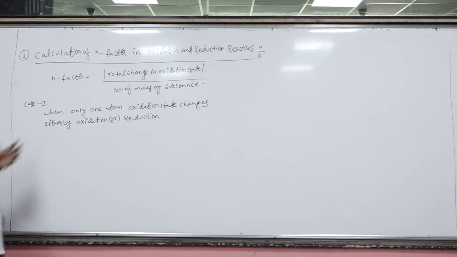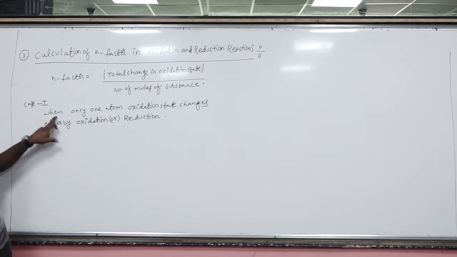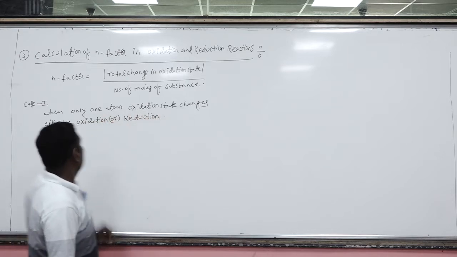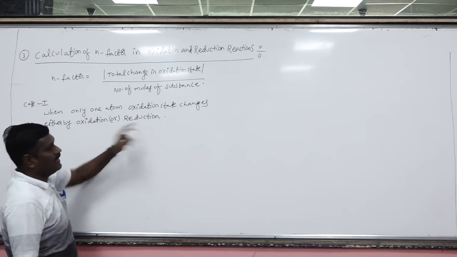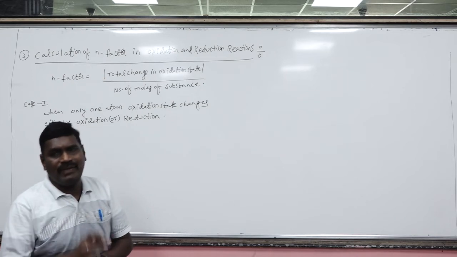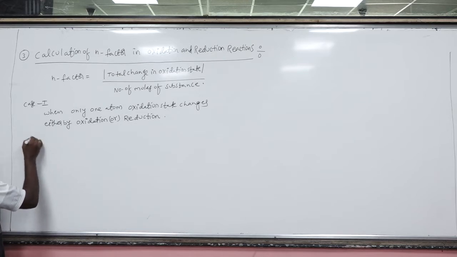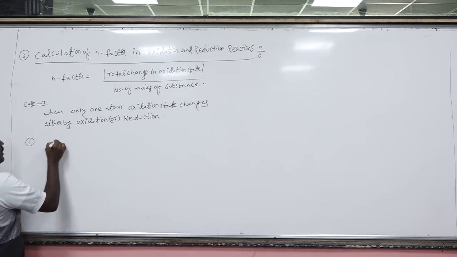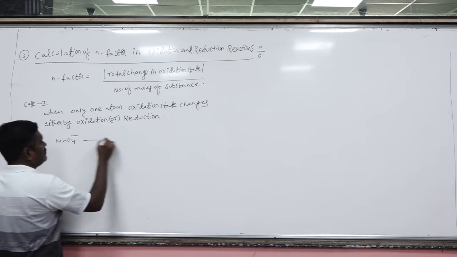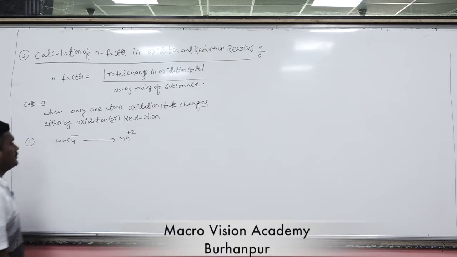Let's suppose there are different cases. I am explaining them one by one. First case: when only one atom's oxidation state changes, either by oxidation or reduction. The first case is only one atom whose oxidation number changes either by oxidation or reduction. Let's suppose permanganate ion is reduced to manganese plus 2.